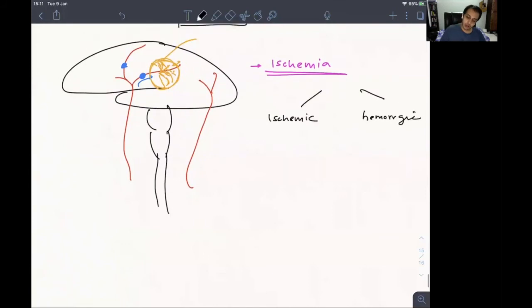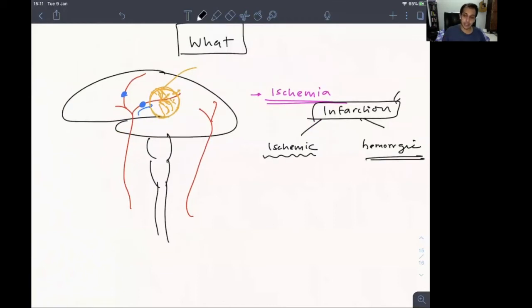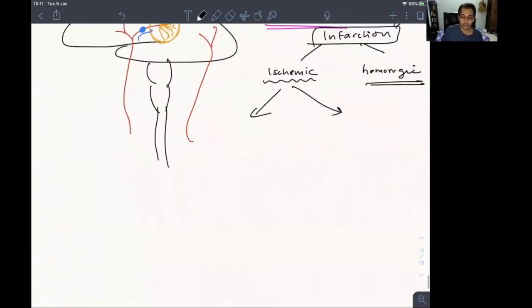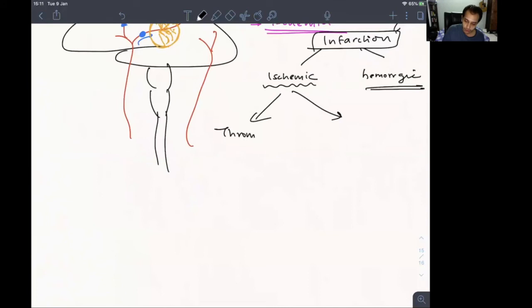So both of them will cause infarction. Infarction means necrosis due to low blood supply. Both of those will cause infarction, but if there is only ischemia, no hemorrhage, then it is likely to be because of a clot. And if there is hemorrhage, then hemorrhage will lead to both ischemia and pressure effect. And the two types of ischemic lesions are thrombotic and cardioembolic.